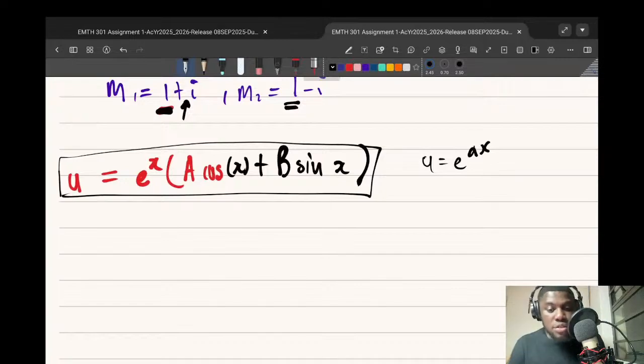So, anyway, this is u. What do we do now? We rewrite the original one again, but where there is y, we are now putting v, because we now want v. Then at the end, you just say y will be u plus v, which is this u, the complementary function, plus v, the particular integral.